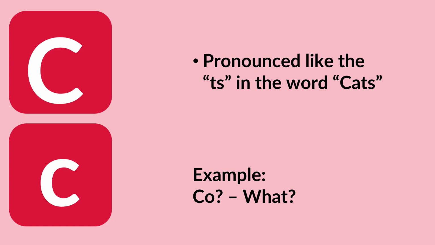The letter C in the Polish language is pronounced as ts, which sounds like the letters T and S in the word cats. Due to this difference in pronunciation, words like computer are spelt with a K in the Polish language. An example of the letter C being used in a word is co, which means what in English. Now, the next letter is a variation of this one, so keep that in mind to not get confused.